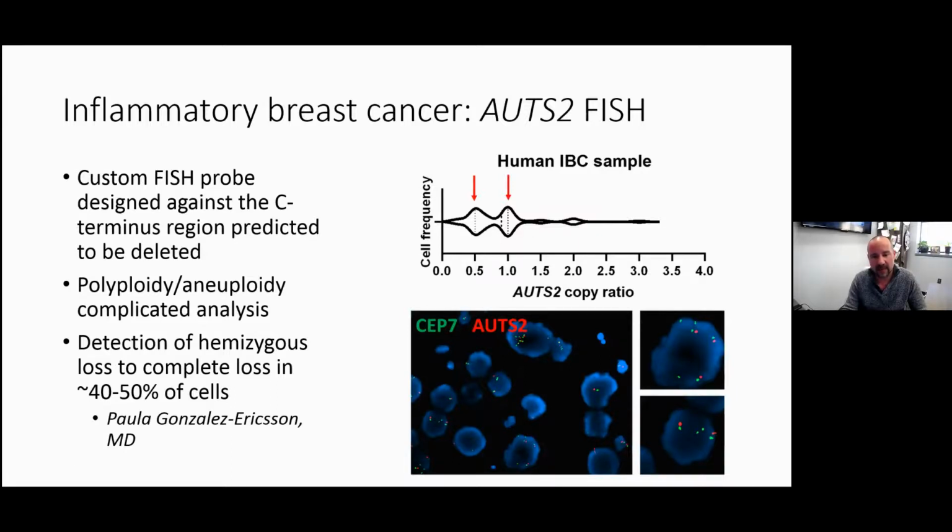We were able to develop, at least specific to the human IBC sample that we analyzed by Sapphire technology, a FISH probe that would cover that region. And as you can see here, looking at the copy ratio, we actually do see what appears to be a single copy loss in about 50% of the cells within the tissue sample by FISH.